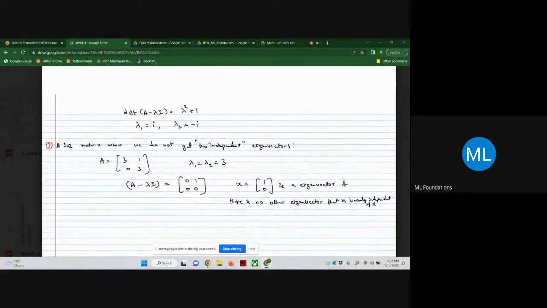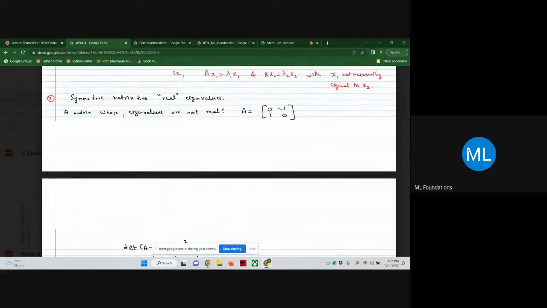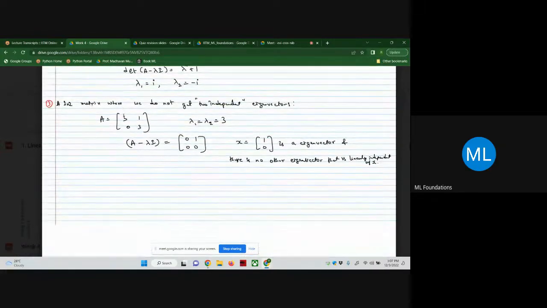And then a 2 cross 2 matrix where we do not get two independent eigenvectors. When we mean independent eigenvectors, what we are saying is the dot product between those two should be equal to 0. If two vectors are independent, then the dot product between those two should be equal to 0. But it's not always that you'll get this for two distinct eigenvalues. You may not always get independent, or orthogonal, eigenvectors. All right.